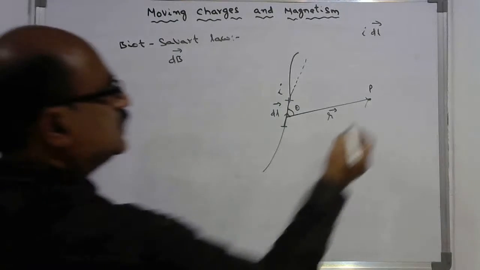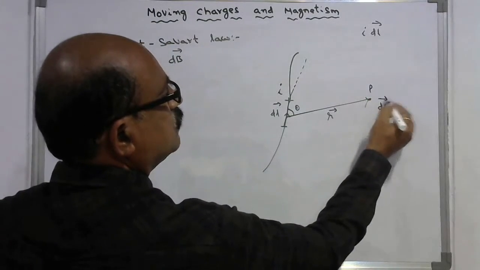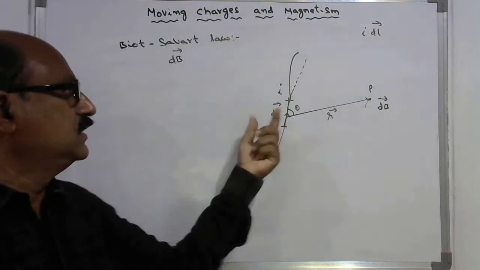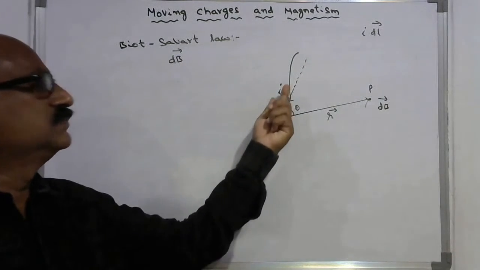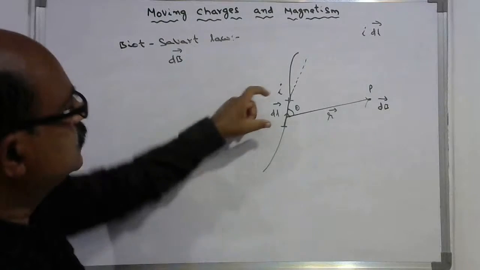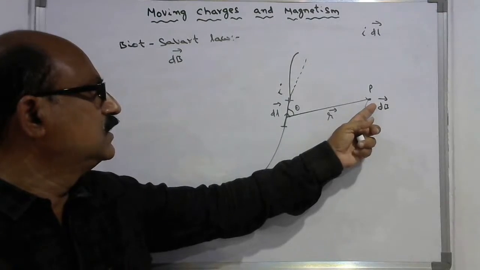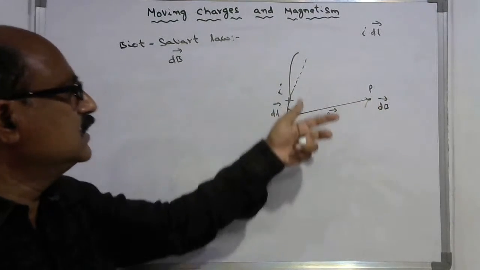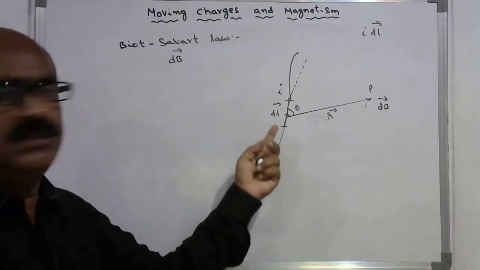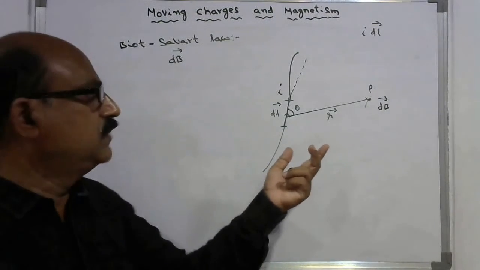So the magnetic field at this point due to a small element is dB bar. This dB bar depends on the current in the wire, the current in the conductor, the size of the element, the distance of the point under consideration, and the orientation of the point with respect to the small element. These are the factors which influence the magnetic field at this point.